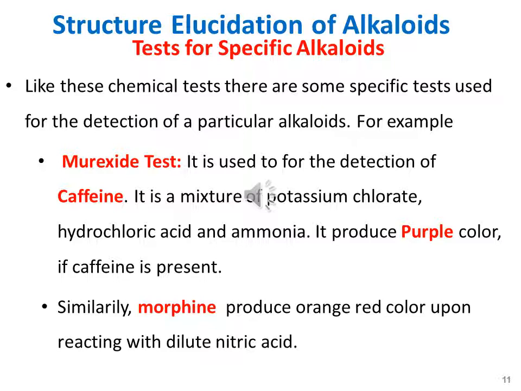Similarly, morphine produces an orange-red color upon reacting with dilute nitric acid. This test is used at the airport to screen for the presence of morphine. The suspect sample is dissolved in dilute nitric acid. If it produces an orange-red color, morphine is suspected. The confirmation is made with gas chromatography coupled with mass spectrometry.